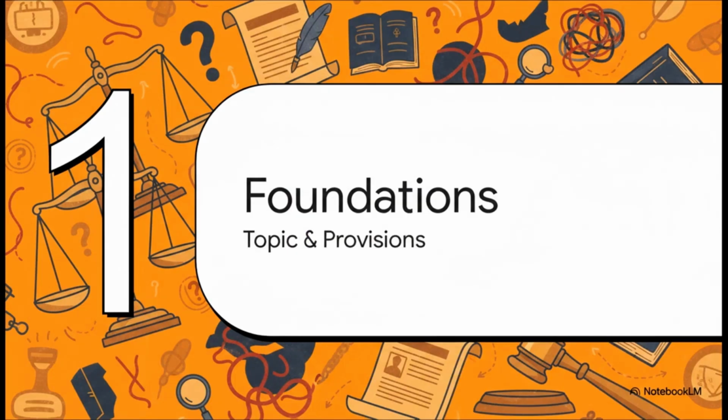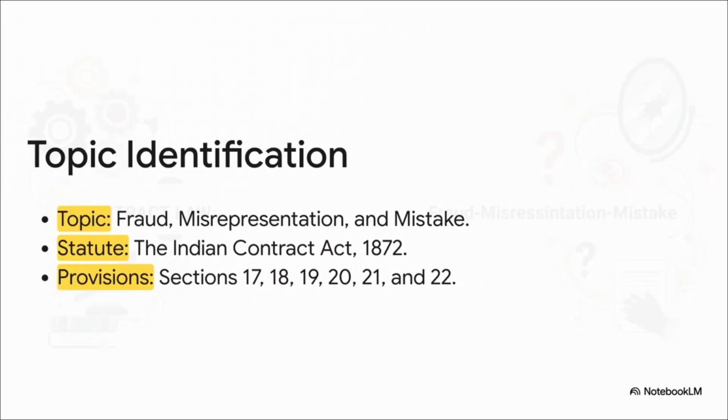Let us commence with our first section, Foundations of Vitiating Factors. Here, we will identify the topic and its relevant statutory provisions. The topic for our study is fraud, misrepresentation, and mistake. The primary statute governing these principles is the Indian Contract Act 1872. The relevant provisions that we will be examining are Sections 17, 18, 19, 20, 21, and 22, which fall under Unit 2 of the syllabus.